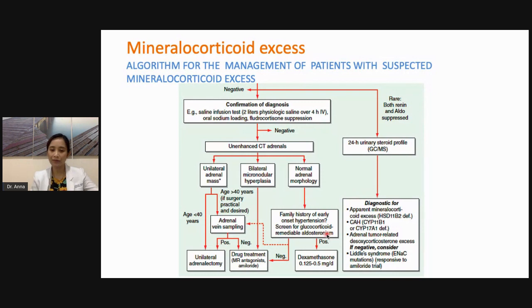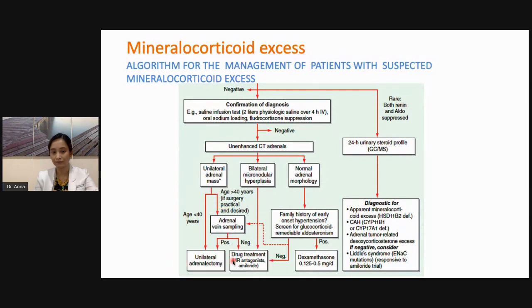So I will not go deep into this because these are very, very rare, no? But if your adrenal vein sampling is negative, you can consider, or if it's a bilateral micronodular hyperplasia, or the CT scan is normal, no? You can screen for glucocorticoid remediable aldosteronism, as I previously discussed. Or you can just treat the patient with mineralocorticoid receptor antagonist. Sometimes while we're waiting for surgery, we can actually give this already.